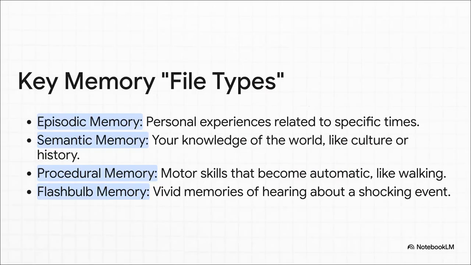And within those 2 big systems, you have all these specific file types, like episodic memory. That's your personal diary, right? I remember my first day of school. Then there's semantic memory, your own internal Wikipedia full of facts, like Paris is the capital of France. You've got procedural memory, which is pure muscle memory for skills like typing or swimming, and then there's this really fascinating one, flashbulb memory. It's like a super vivid snapshot your brain takes when you hear shocking, emotional news.